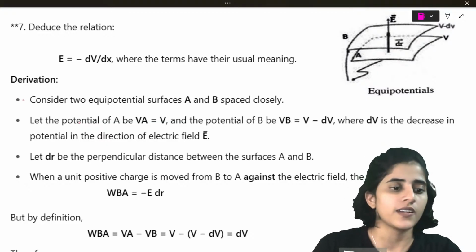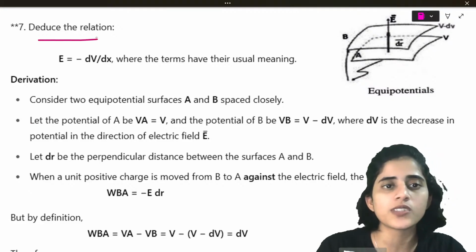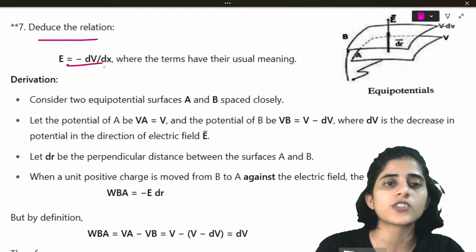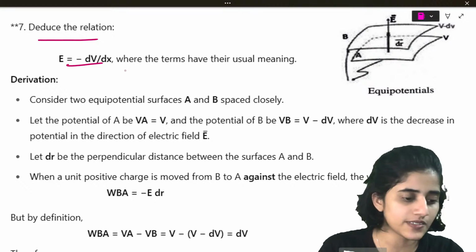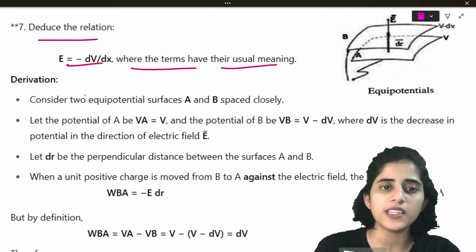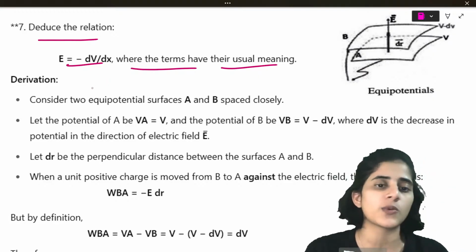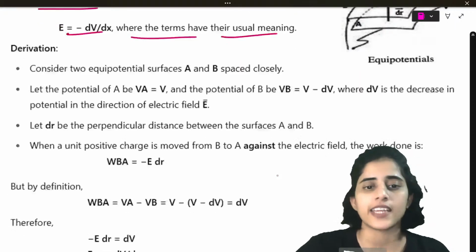Okay. Next question. Deduce the relation E is equal to minus dV by dx, where the terms have their usual meaning. So we have to find out the relationship E is equal to minus dV by dx.